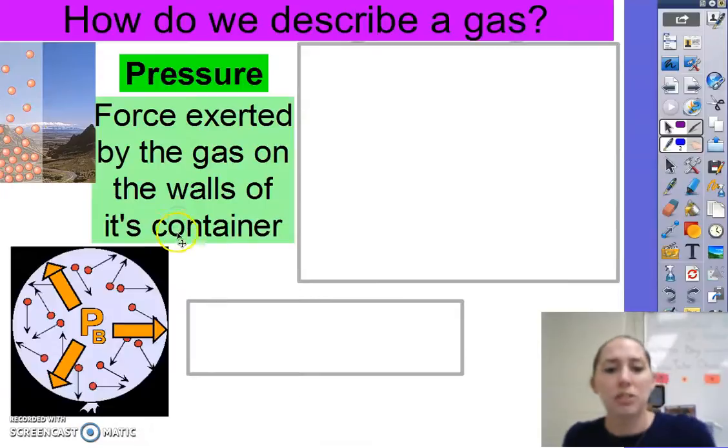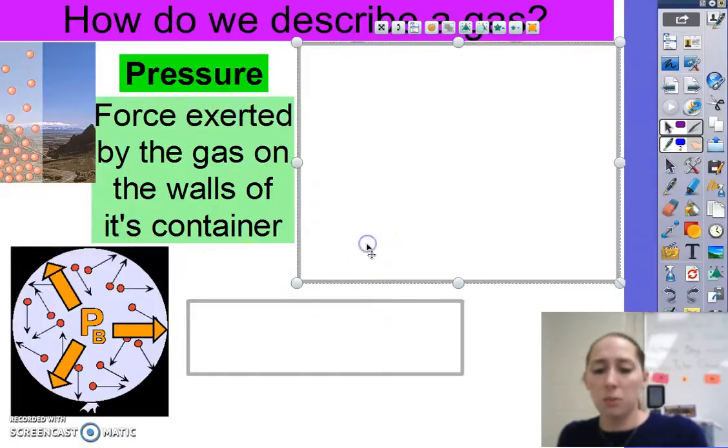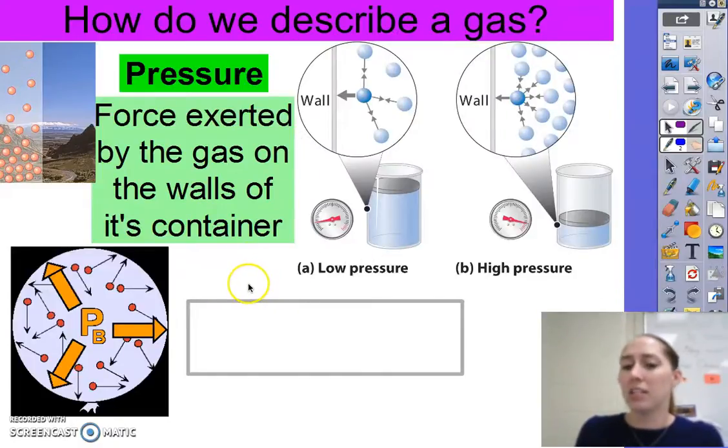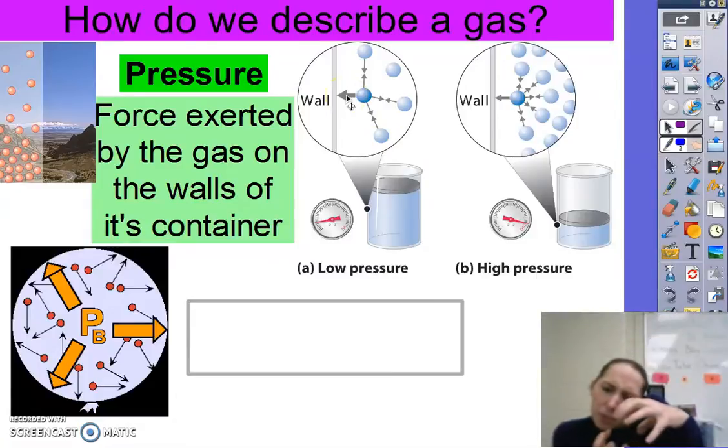In general, pressure is the force exerted by a gas on the walls of its container. So here these gas molecules are zip, zip, zip, and running into the walls, and they're causing that pressure. So this can be changed. When they've got a lot of space to move, there's a low pressure, not many molecules hitting this wall. Whereas when they don't have a lot of space to move, it becomes high pressure, lots of them hitting the walls.